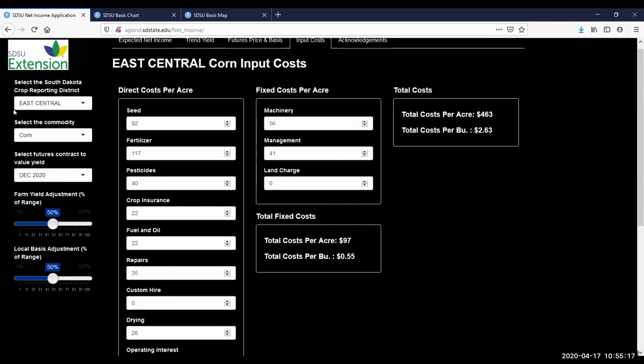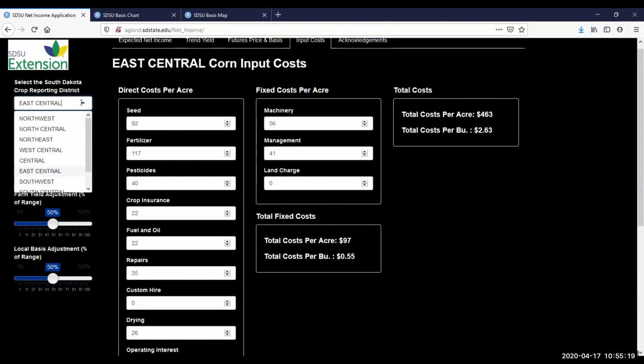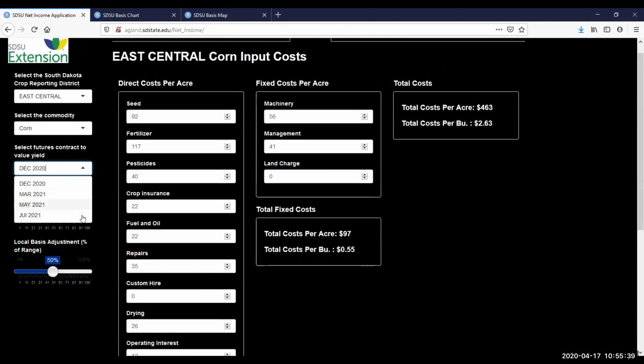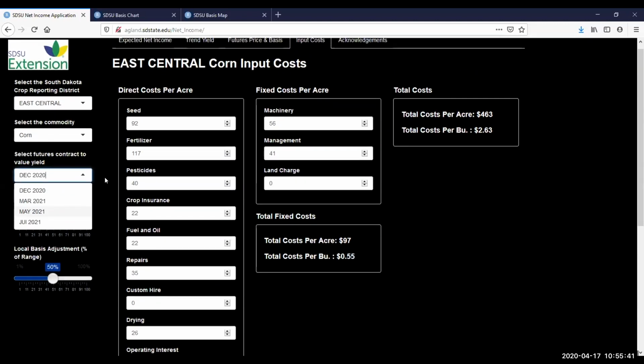We pick our region over here in the corner. So whichever region of the state you are from, you can choose your region, and also the commodity that you would like to look at net income of your production throughout the year. And then you also get to change your contract month based on a normal selling season for that commodity. And for this example, as we go through it kind of fast, we're going to use East Central corn using the December 2020 futures market there.